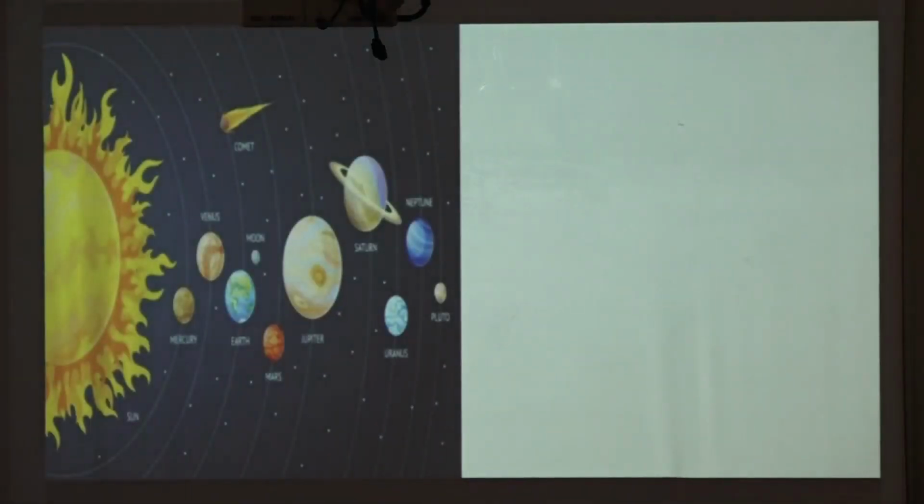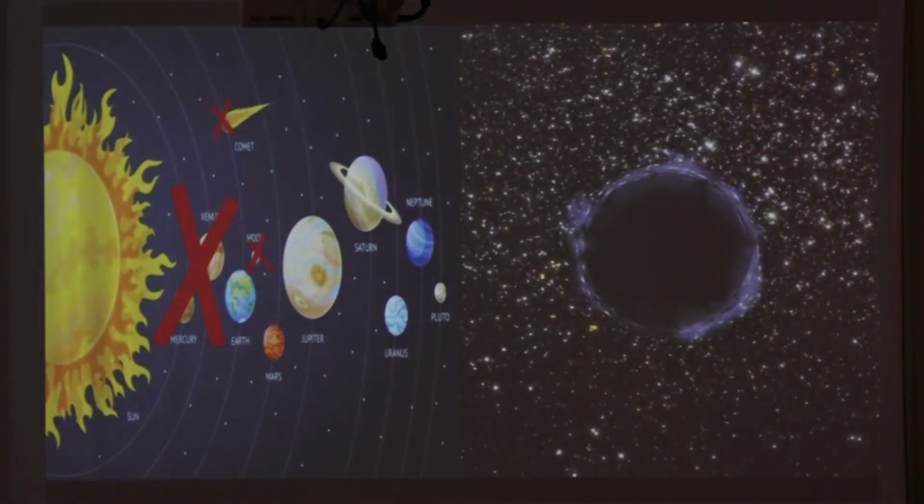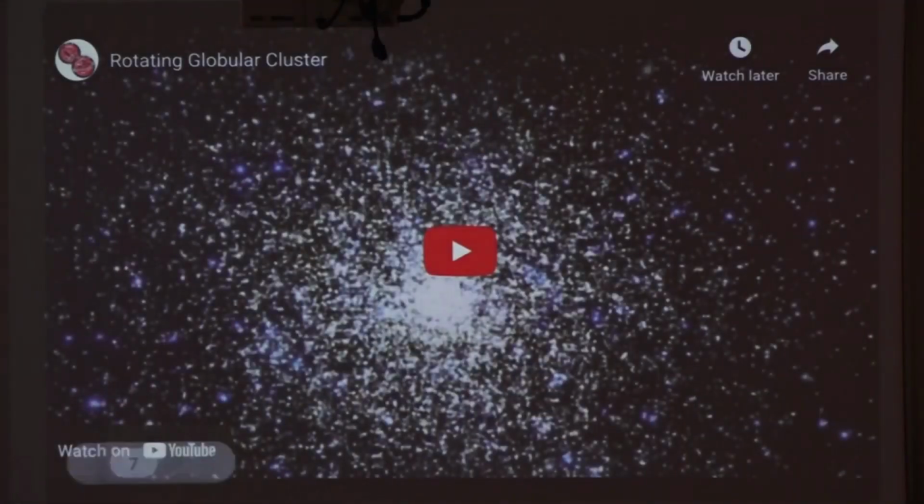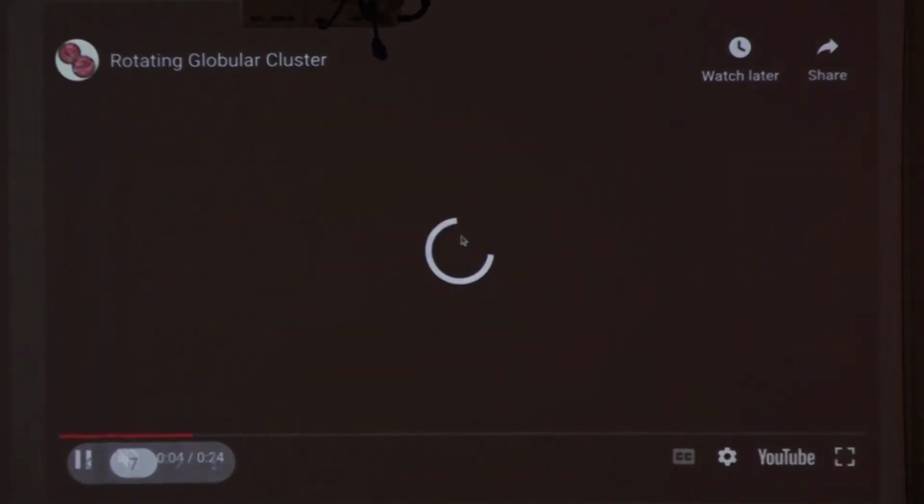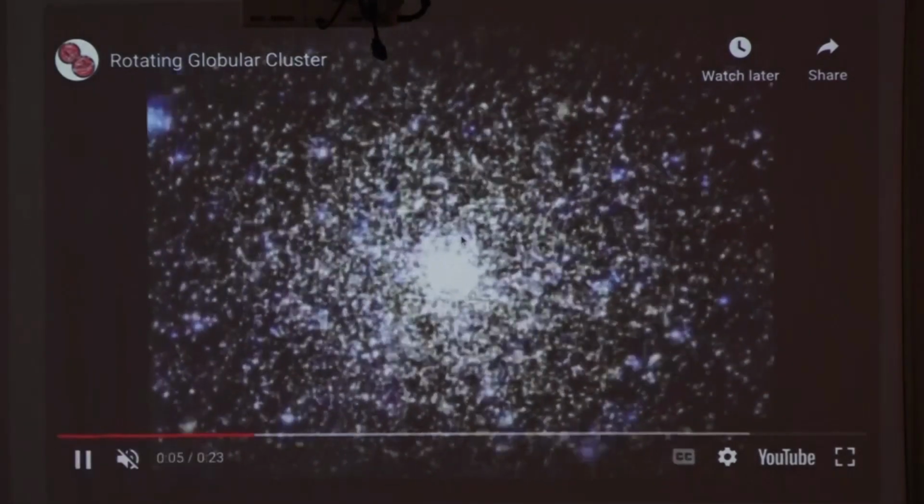So in this case, I will use a solar system in my first simulation, but for computational reasons, I will rule out both Venus and Mercury. I will not use any satellite for our planet, and I will also rule out comets and asteroids. On the other hand, I will also use an intermediate mass black hole inside the star cluster center, as I told you before. And then we will use globally rotating star clusters, like in this image from NASA.